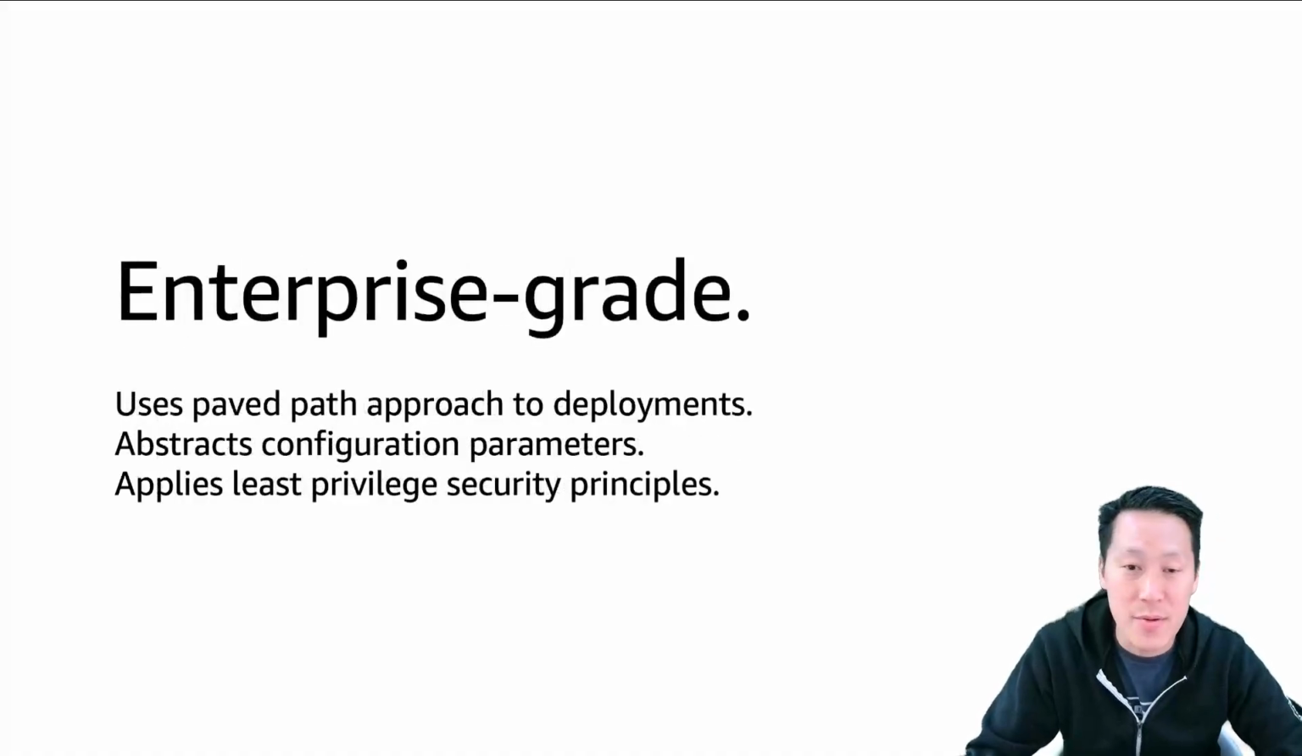And I attempted to build it with enterprise consideration in mind. Many organizations use a paved path or a golden path approach to using blueprints to define how resources are deployed in the cloud. Security, of course, is baked in with least privilege principles. Okay, so these are three of the core tenets of the prototype.